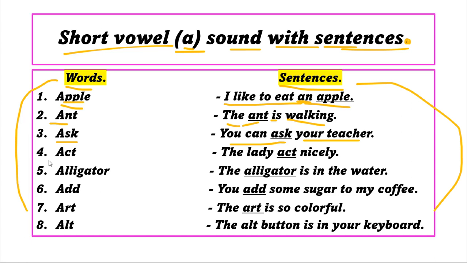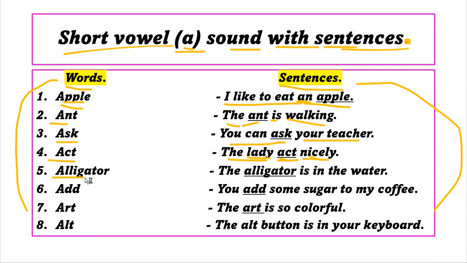Number four, act. The lady acts nicely. This is the sentence: the lady. What is a lady, teacher? Is that a boy? Is that a man? Is that an animal? No, of course, this is a human. It is another term for a girl, a lady. Act is an action word, and it comes from the words actor and actress. They are used to acting, showing expression. Nicely, so good.